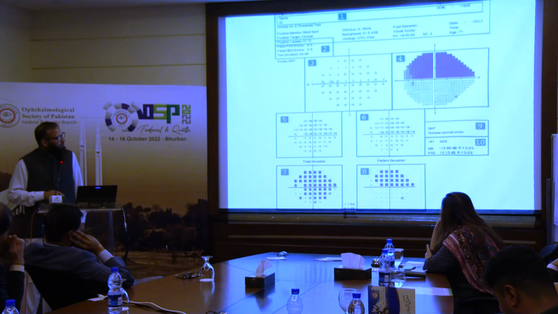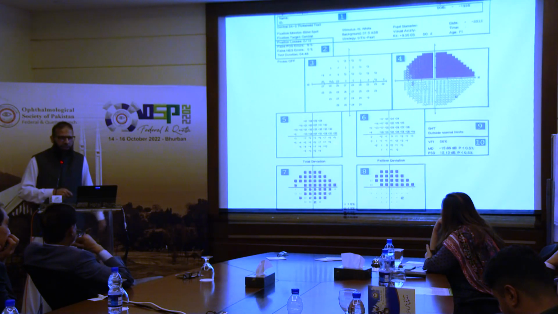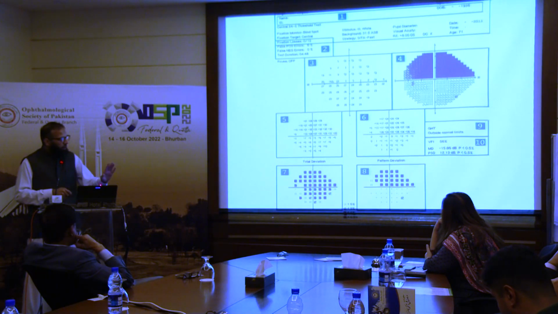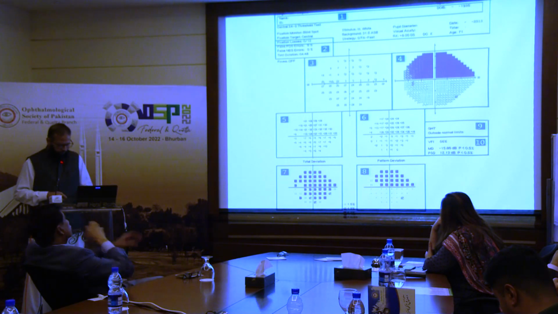So the software added +5 to all these readings, and then this was again plotted, and in this way those defects which are due to the generalized depression in the hill of vision are removed, and only localized field defects have become prominent, along with the p values which are mentioned in the part 8.